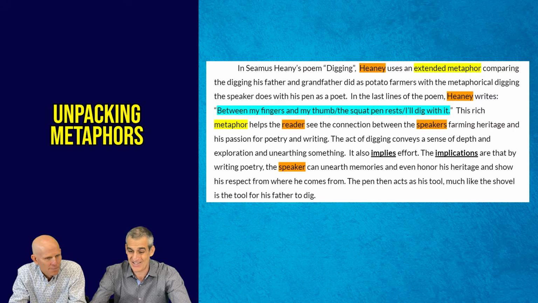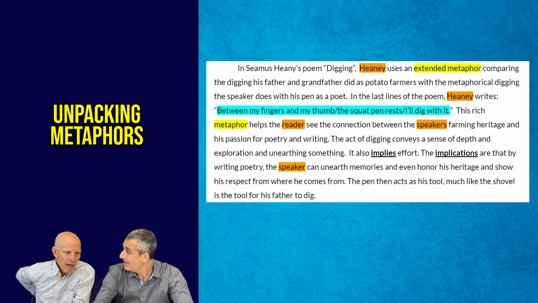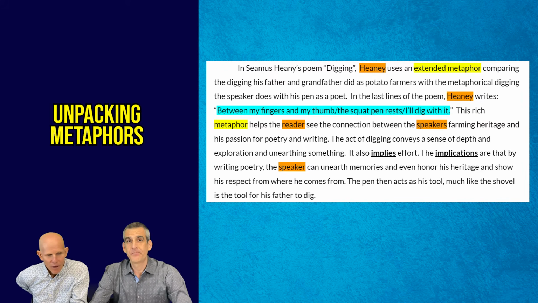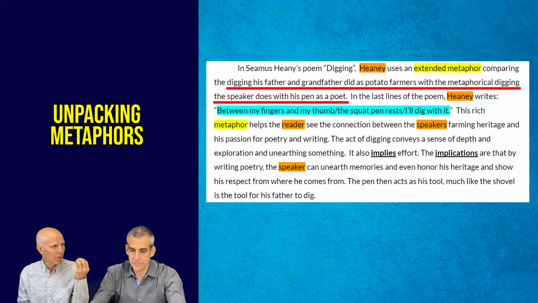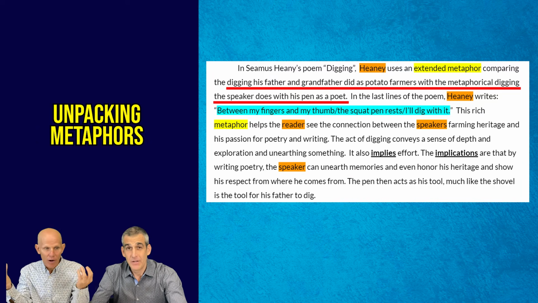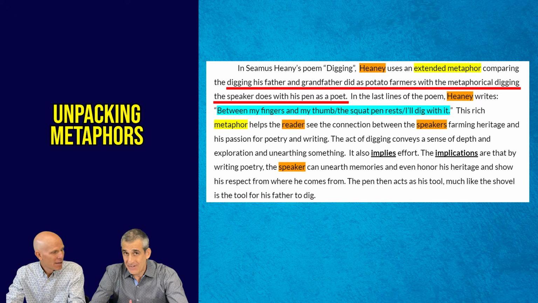That is impressive. Let's talk about what the writer's done here. They're clearly articulating what the extended metaphor is. I always like, when you talk about a metaphor, to make sure you're identifying what is A and what is B. What are the two things being compared? Indeed, do not forget that step.